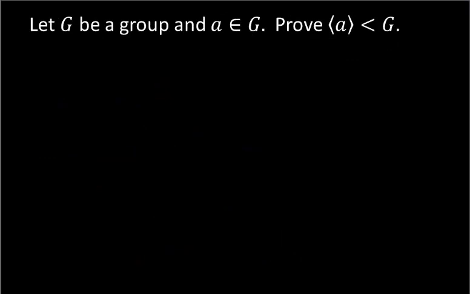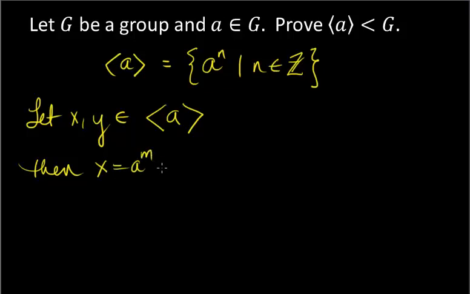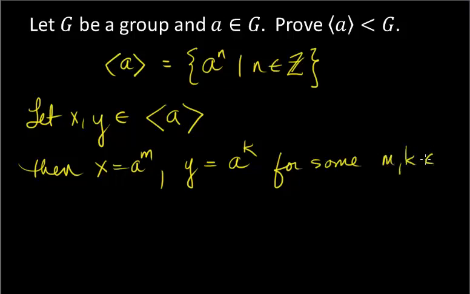Let's prove that the cyclic subset generated by an element of G is a subgroup. Well, the first thing we should do is define it. So let's recall what it is. It's the set of all integral powers of the element A in G. And we want to show this using the subgroup criterion test. So I'm going to let X and Y be elements of the cyclic subset generated by A. Well, then X is a power of A, and Y is a power of A. Let's say A to the M, A to the K, for some M, K that are integers. All right, we want to show that XY inverse is in the cyclic subset.